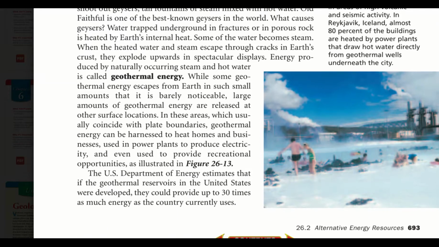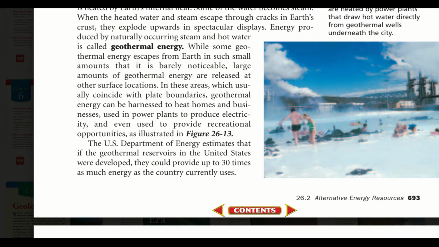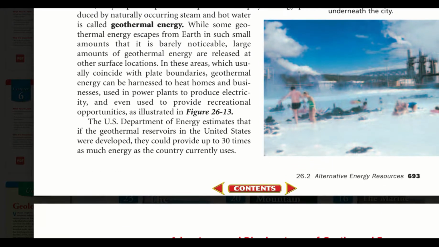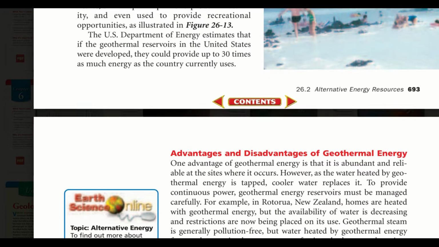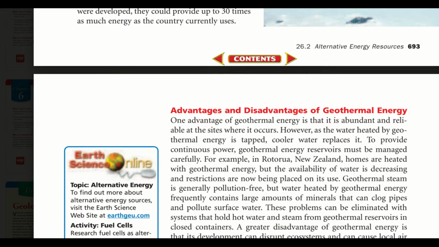While other geothermal energy escapes from Earth in such small amounts that it is barely noticeable, large amounts of geothermal energy are released at other surface locations. In these areas, which usually coincide with plate boundaries, geothermal energy can be harnessed to heat homes and businesses, used in power plants to produce electricity, and even used to provide recreational opportunities, as illustrated in Figure 26-13. The U.S. Department of Energy estimates that if the geothermal reservoirs in the United States were developed, they could provide up to 30 times as much energy as the country currently uses.